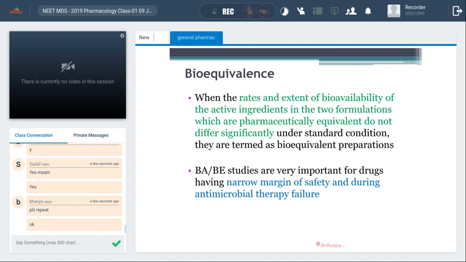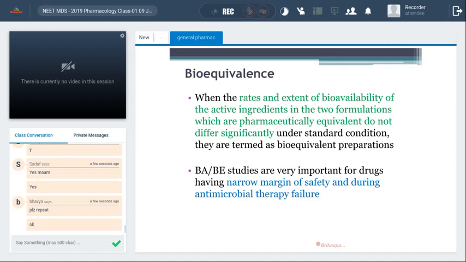We carry out something called BA studies before bringing any drug into the market. Did you understand? Now I have a brand of paracetamol, I believe Dolo 650. Now one more company wants to bring paracetamol. Now I use this as a reference to check the bioavailability of the newer drug. Is the bioavailability of the newer drug same as Dolo 650? That is called bioequivalence.